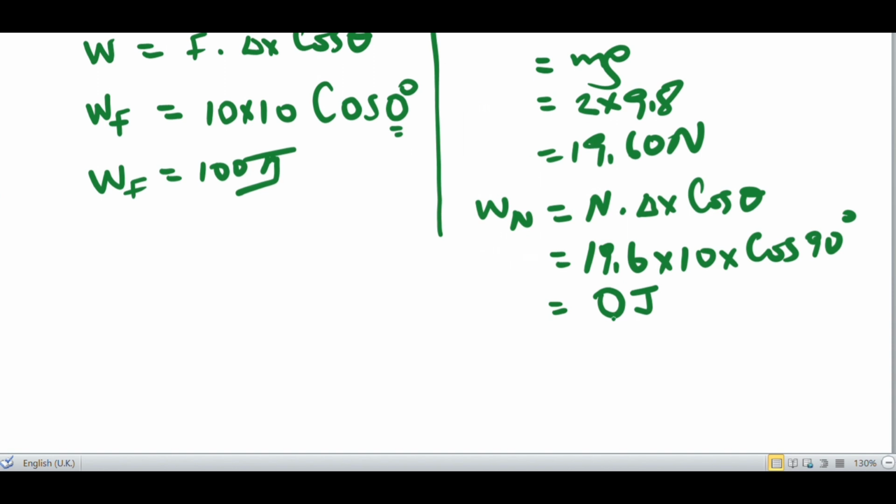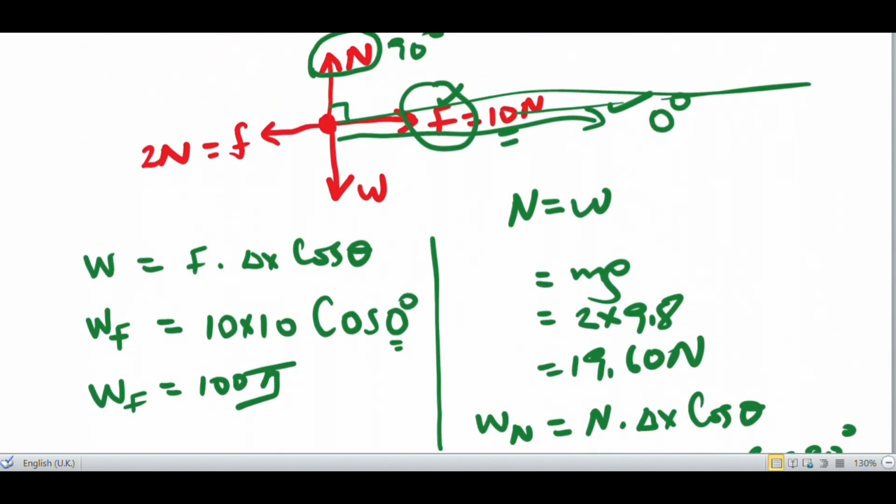Therefore, the work done by normal force will always be equal to 0. The reason is that it is perpendicular to the displacement. Therefore, the normal force will always give you a 0 work. Okay, now let's go to the diagram, free body diagram.